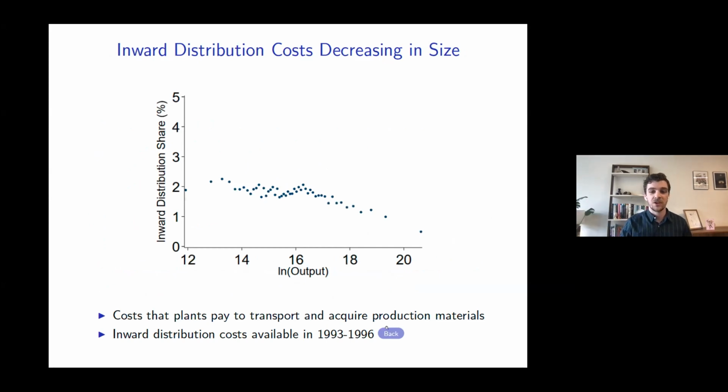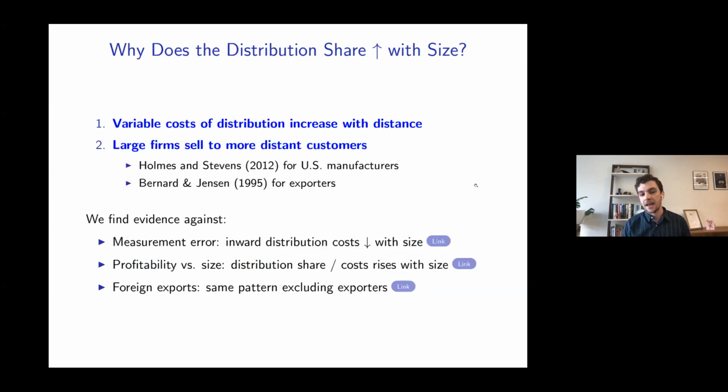So if this was just a question of bookkeeping differences between large and small plants, these two things should be going in the same direction, and that's not what we see. We were also concerned that maybe this has to do with profitability declining with firm size, but that's not the case either. If we measure distribution costs as a share of total costs, we see the exact same relationship. And finally, this is going to be a model of intranational trade, so we showed that this pattern isn't being driven by foreign exporters. Even if we exclude exporters in the data, we still see the same steep relationship between the distribution share and firm size.